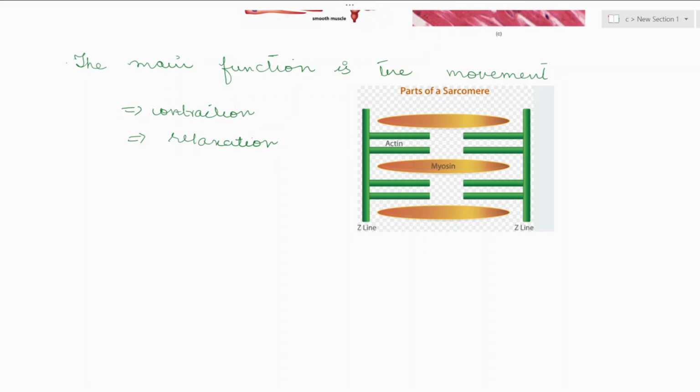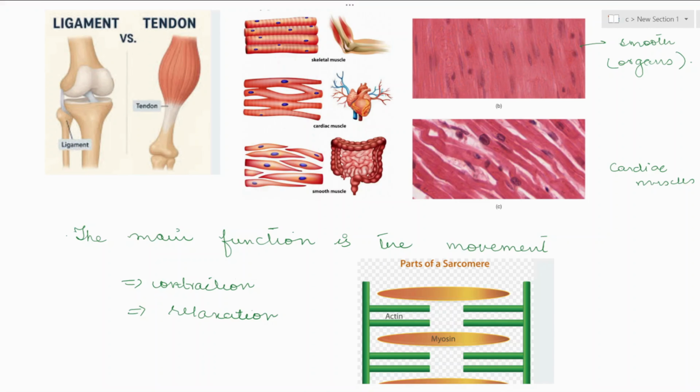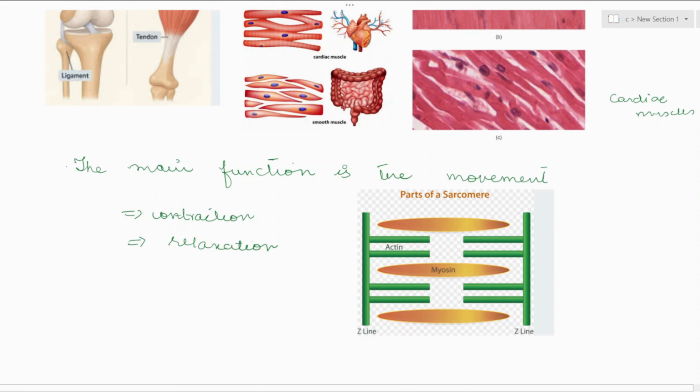Now it has two types of stripes, the darker one and the lighter one. You can see there are dark stripes and then light stripes, right? The darker ones are actin and the lighter ones are myosin. So basically, when these contract and relax, they contract or relax the muscle. Myosin basically does the movement.